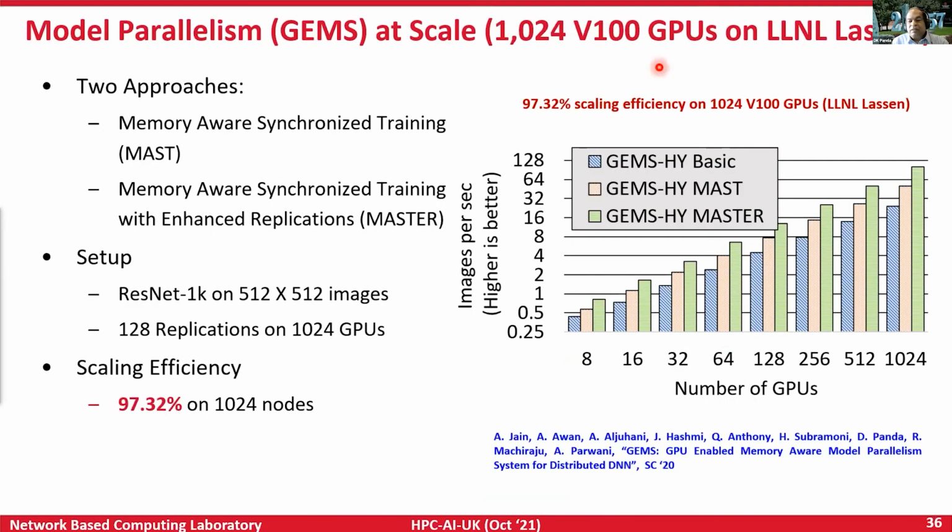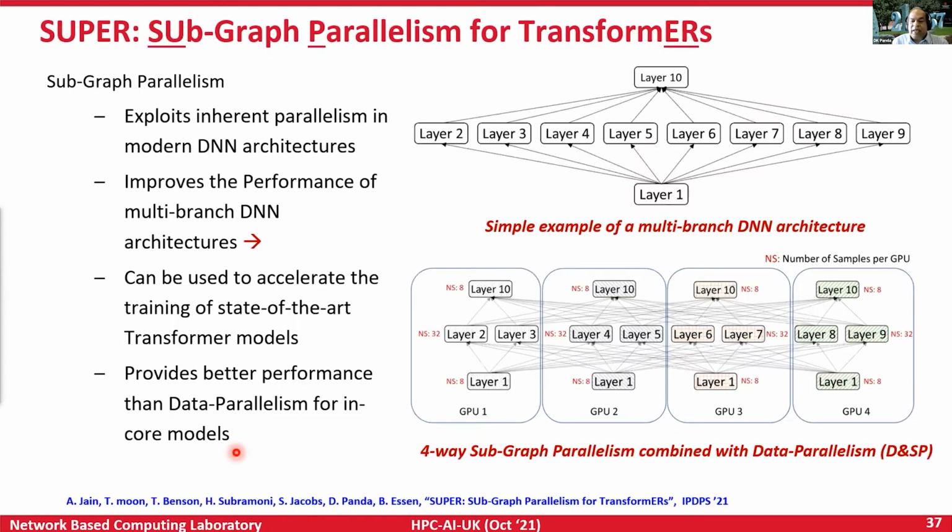And these are with the GPUs from the Livermore-Larsen system with up to 1,000 GPUs. So we have this framework called GEMS. It has some different components. But the best solution here, where higher is better, is the GEMS hybrid master design. It is able to give you almost 97% efficiency on 1,000 nodes. Okay? So we are able to scale.